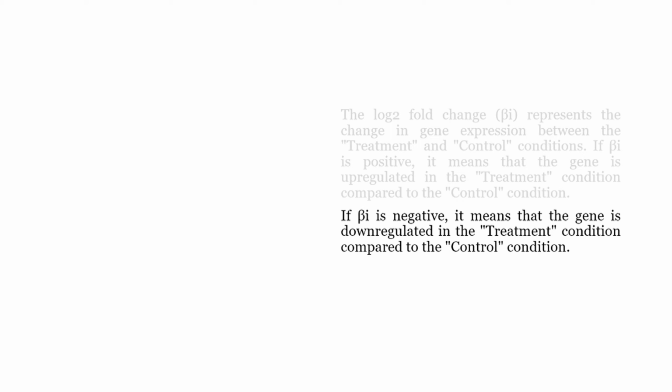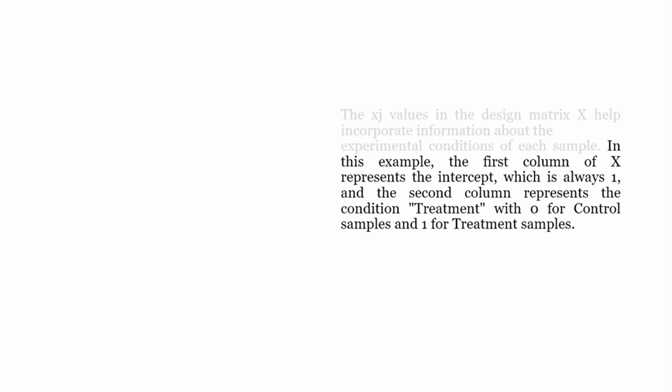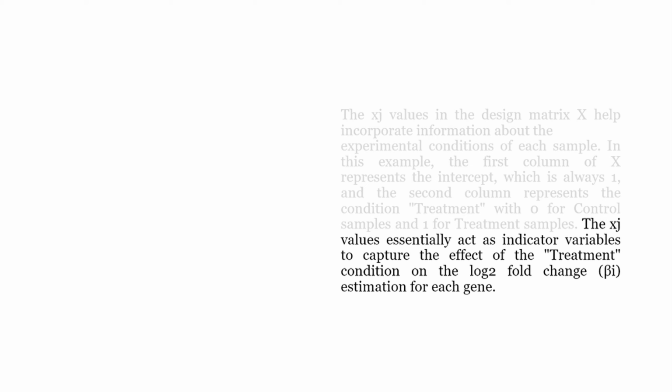The xj values in the design matrix X help incorporate information about the experimental conditions of each sample. In this example, the first column of X represents the intercept, which is always 1. And the second column represents the condition treatment, with 0 for control samples and 1 for treatment samples. The xj values essentially act as indicator variables to capture the effect of the treatment condition on the log2 fold change beta I estimation for each gene.